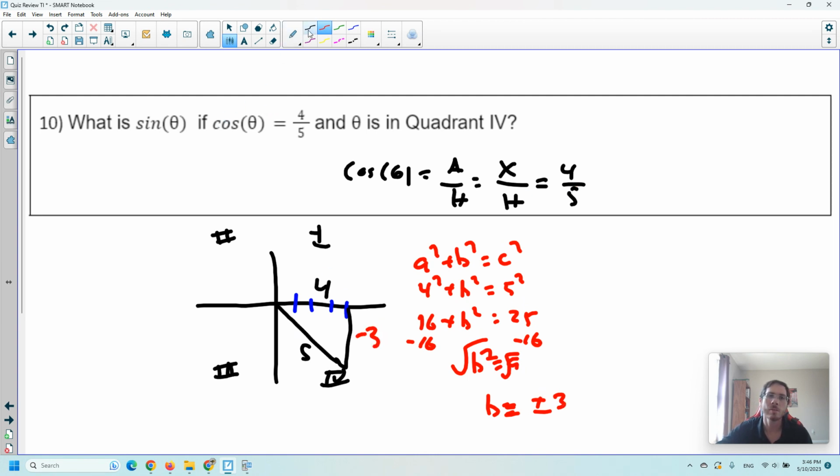So to get sine, our value for sine is opposite over hypotenuse. So here the opposite is going to be negative 3. The hypotenuse is going to be 5. We could also call that y over h. In this case, theta is over here like it usually is for our reference angle. That's it. That's all we got for that one.